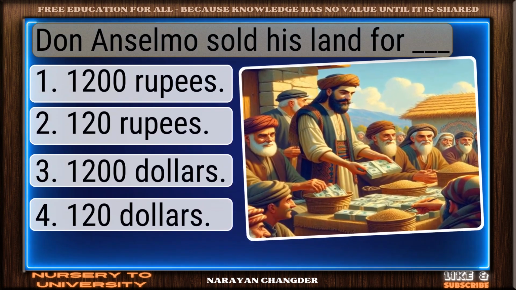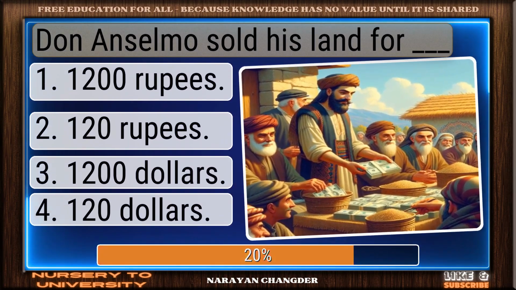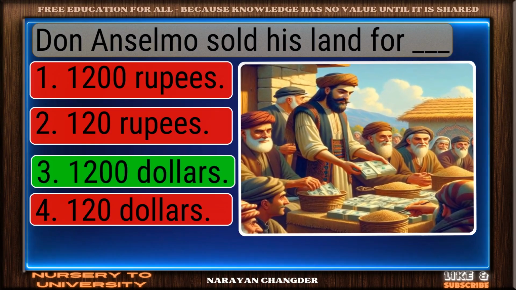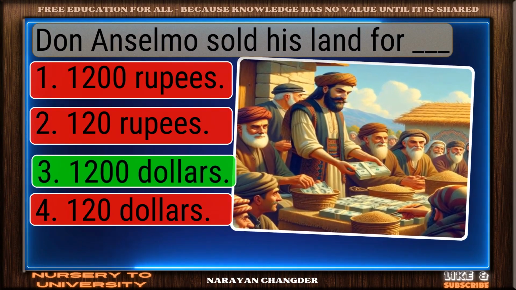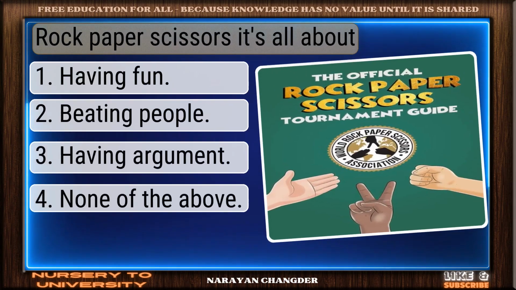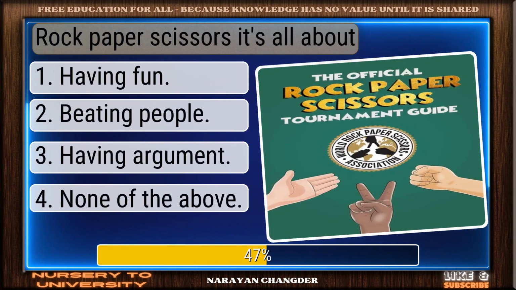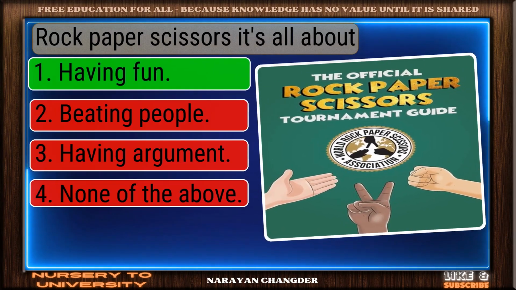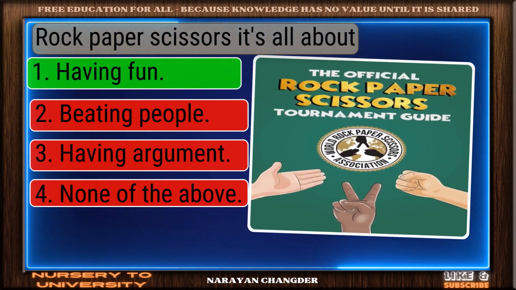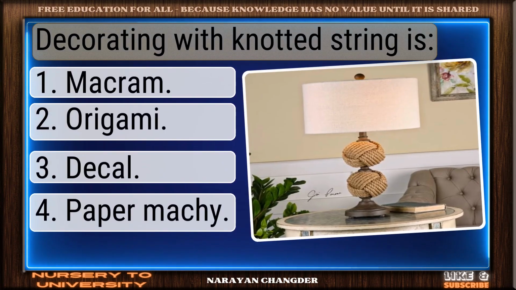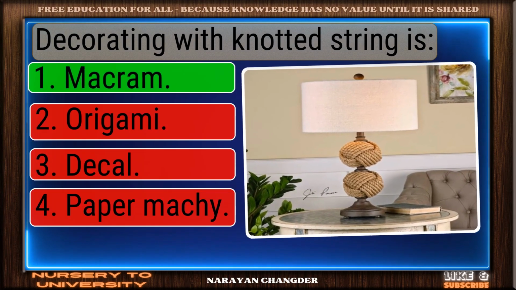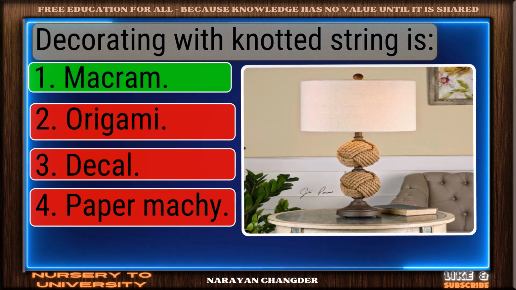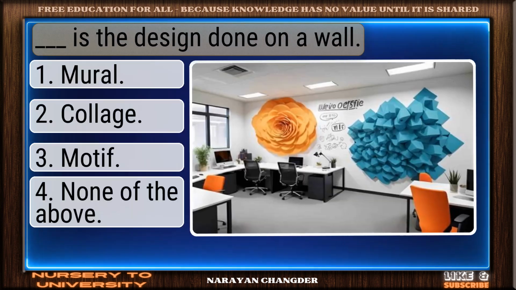Don Anselmo sold his land for dash. Well picked. $100 is the correct answer. Rock, paper, scissors, it's all about. Valid point. Having fun is true. Decorating with knotted string is. You got it. Your choice, macrame, is right.